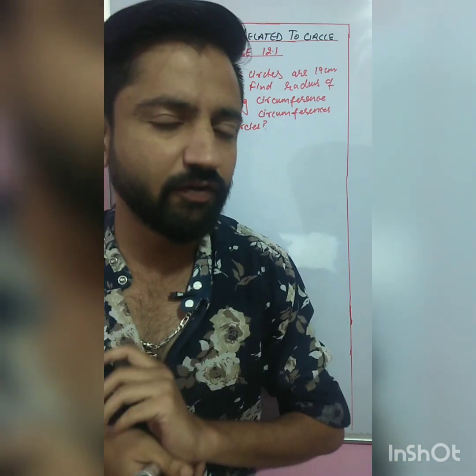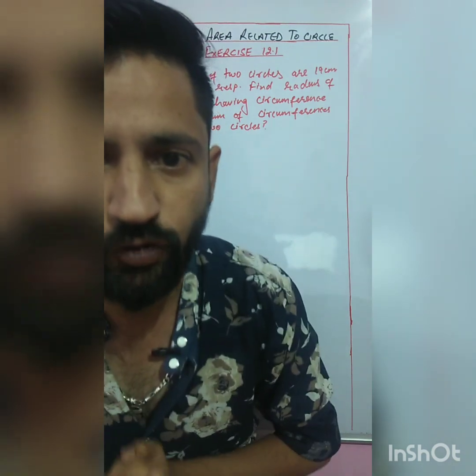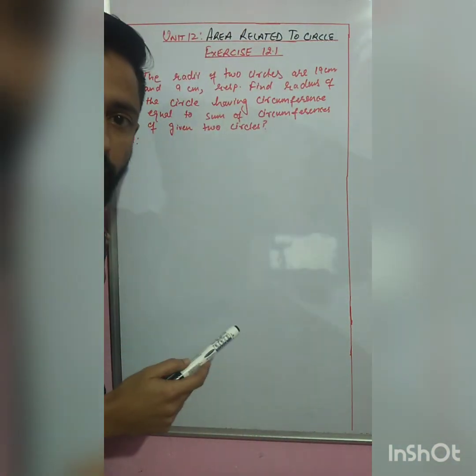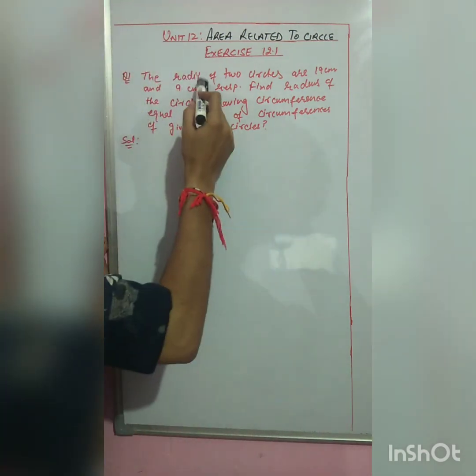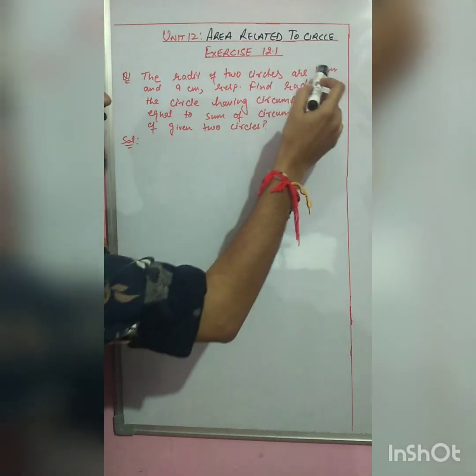So we will start with the very first exercise, that is exercise 12.1. So let us go for that exercise. Exercise 12.1, question number 1. The radii of two circles are 19 centimeter and 9 centimeter.